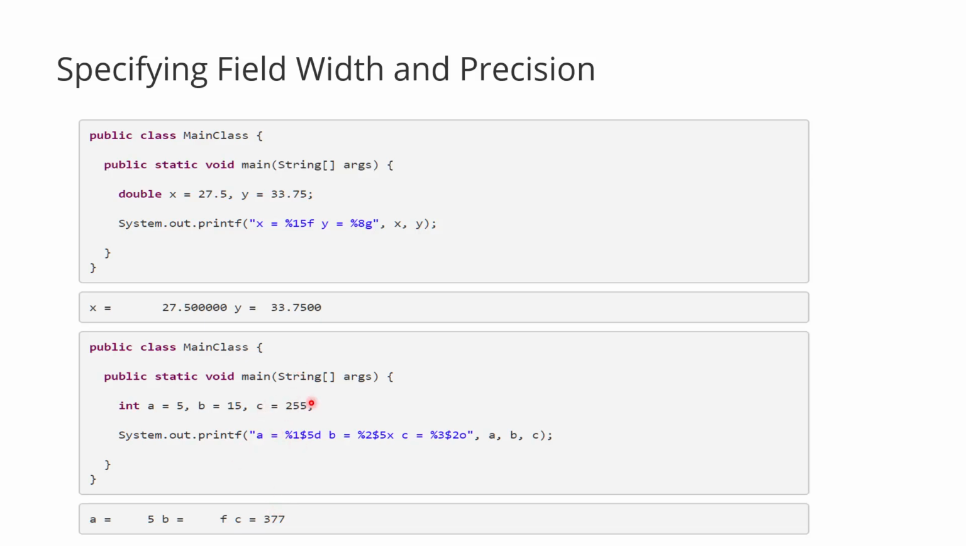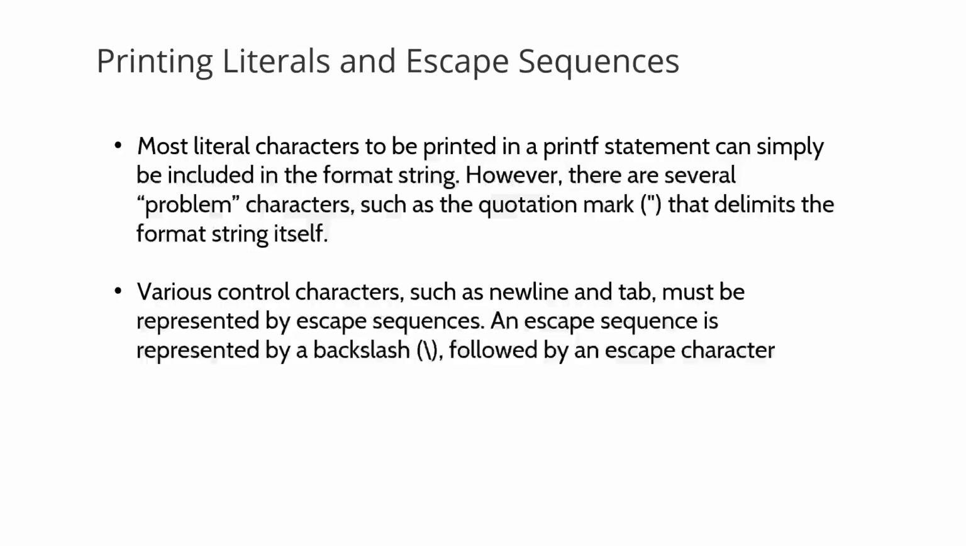And we see here c, which we initialize as 255, but when we output it, its output is 377, because this is the octal value. So again, take a look at the previous slide where we did the formatting, particularly for decimal, hexadecimal, and octal, and just see how your characters are output. These can be, in some specific cases, quite useful.